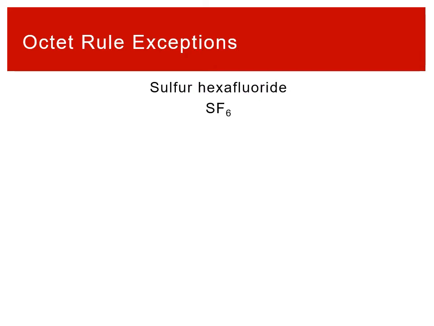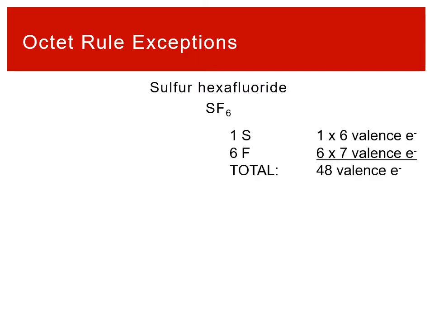Sulfur hexafluoride, SF6. First, we get our valence electrons. That process is still the most important and hasn't changed. 48 valence electrons. Sulfur is going to be in the middle, and we connect out all of the fluorines. You'll note right away that we have had to break the octet rule, because that sulfur currently has 12 electrons, because it has 6 bonds.